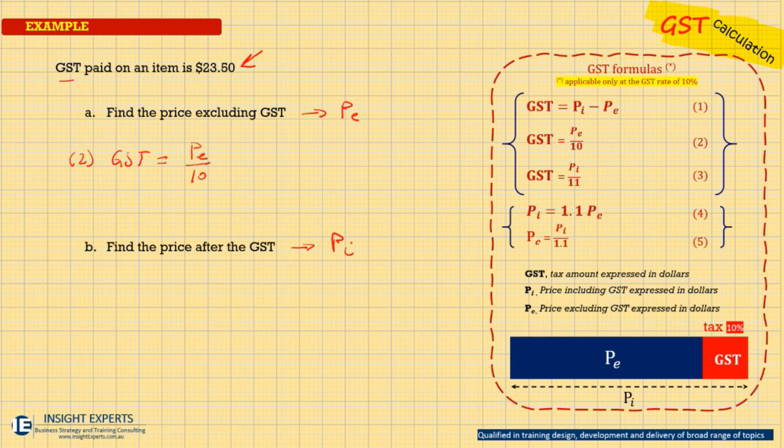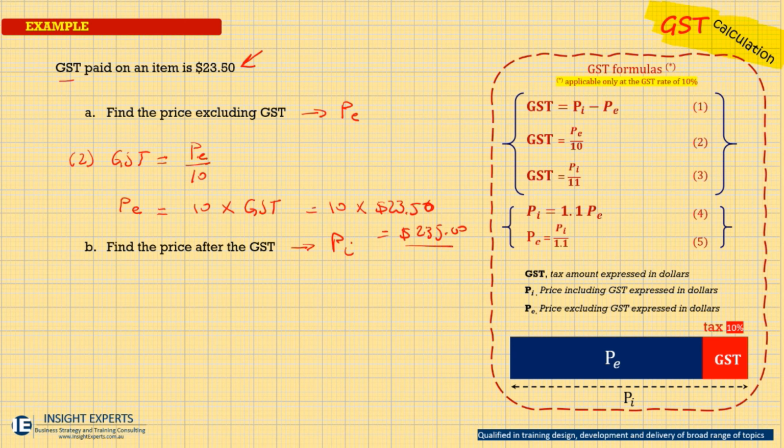If you rearrange this, in other words, the price excluding GST is 10 times the GST amount. With that in mind, if I multiply 10 by 2350, I will get $235, which is the price before GST.